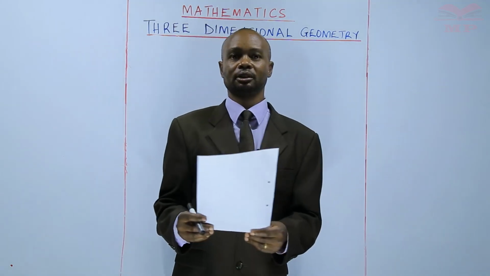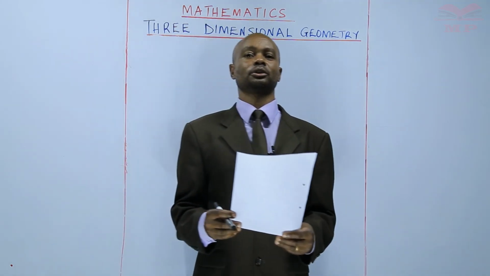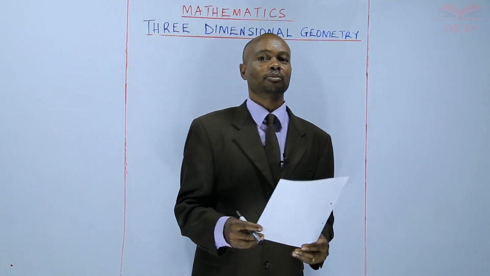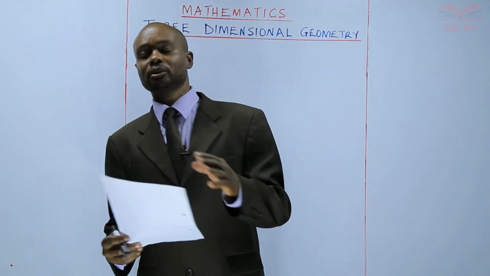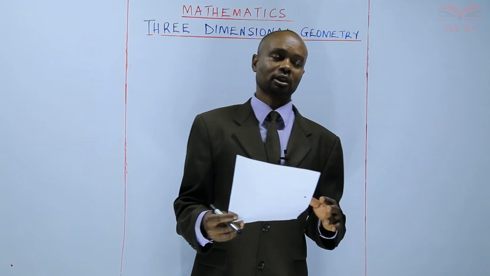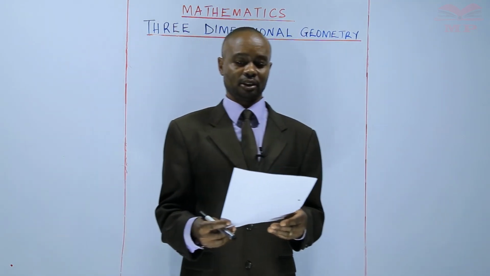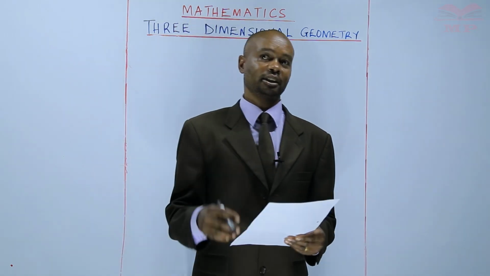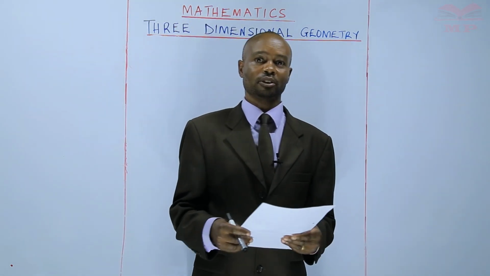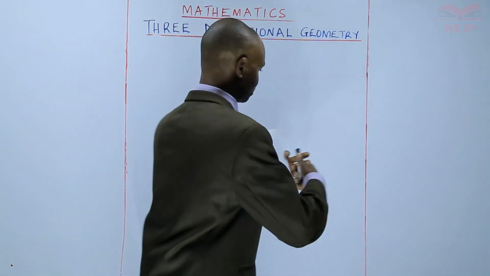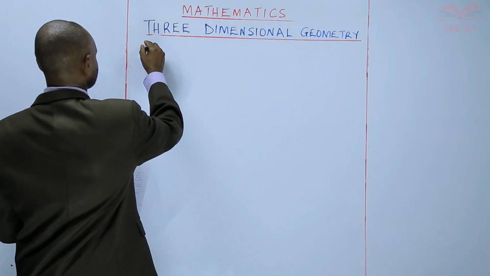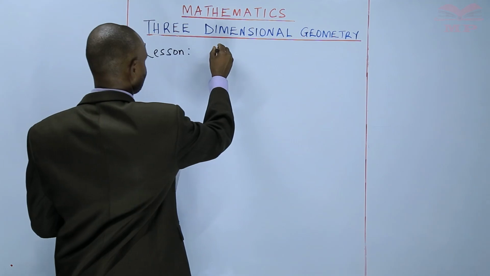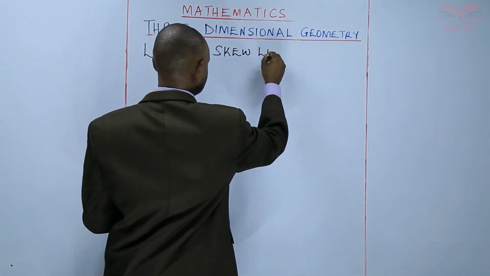We are going to continue our lessons on three-dimensional geometry, and today we are going to look at what we call skew lines. The objective of the lesson is that, at the end of the lesson, the learner should be able to identify what skew lines are in any given three-dimensional geometry. So the lesson today is about skew lines.